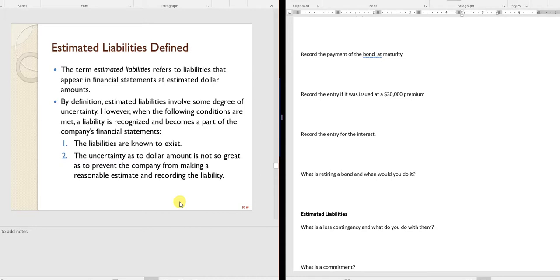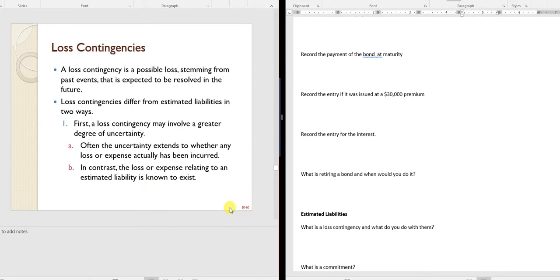Okay, so estimated liabilities appear in the financial statements. Liabilities are known to exist, but the estimation is a little bit difficult. A loss contingency, sometimes, let me see if they categorize this, probable, reasonably possible. Okay.